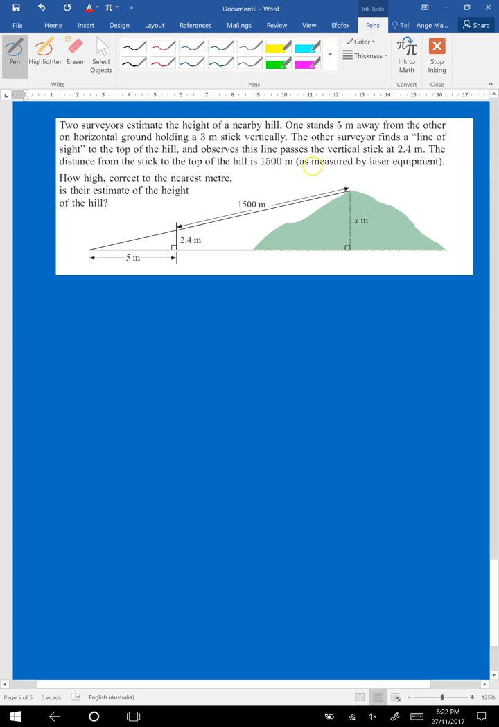The distance from the stick to the top of a hill is 1,500 meters. How high, correct to the nearest meter, is the estimate of the hill? So we want this one here. So again, I would be saying draw these triangles separately.